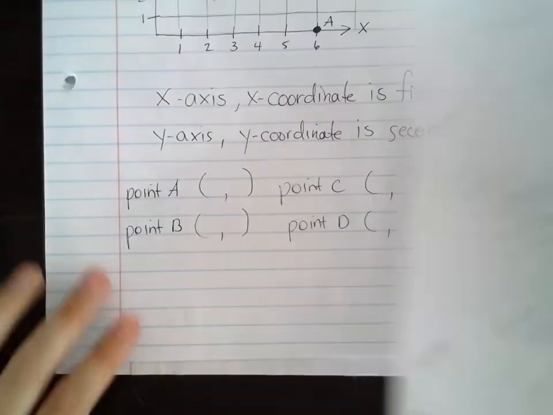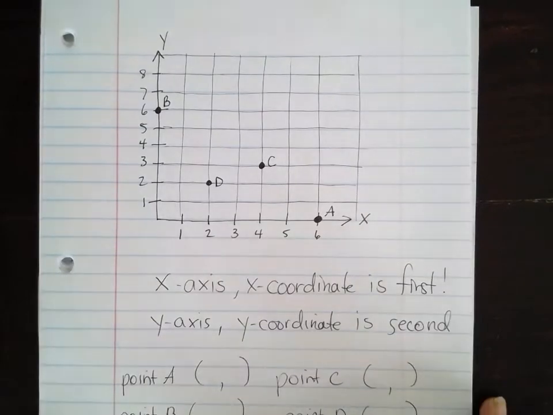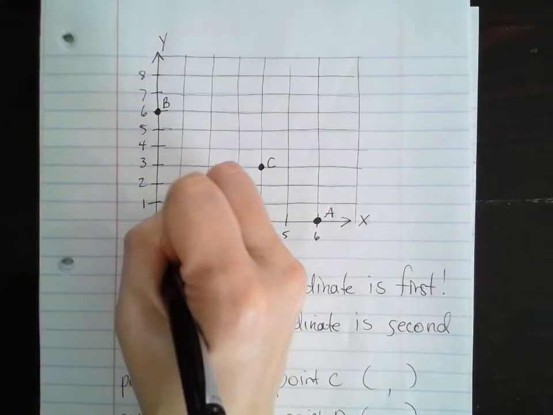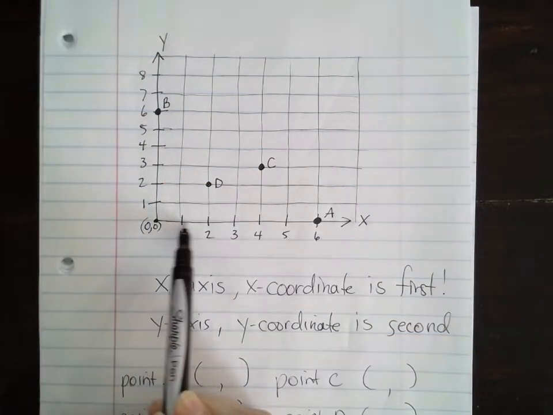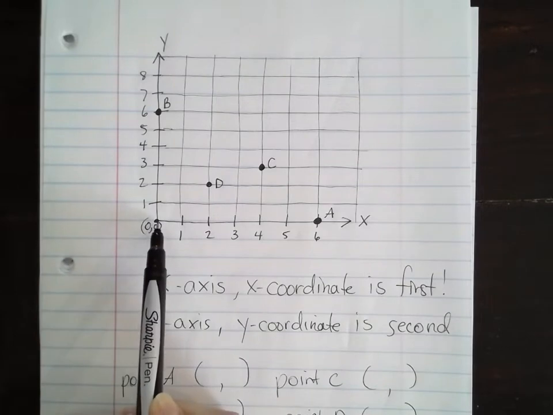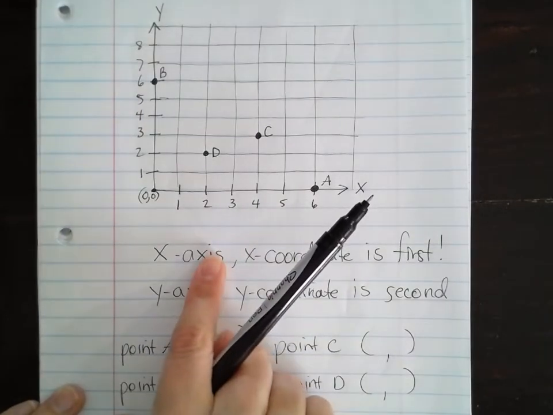So this is what it will look like whenever we go to our problem set today. So I know some of you, and I'm going to put a point here. So this is going to be 0, 0 here. Right here, this is where our x-axis and our y-axis intersect perpendicularly, okay? The x-axis, the x-coordinate is first.